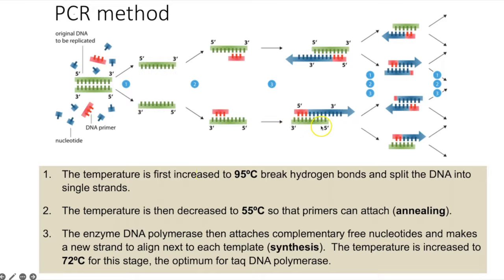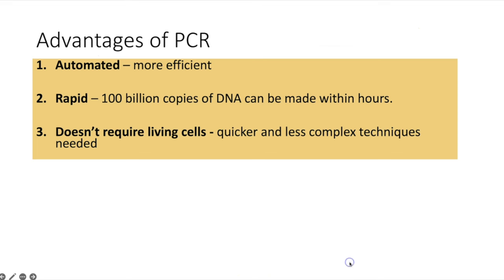That process is then just repeated. That's why it's called a thermocycler, because the temperature is changed continuously in this cycle. So 95, then 55, then 72 degrees C. And it's 72 degrees C for the final stage, because that's the optimum temperature for that Taq DNA polymerase.